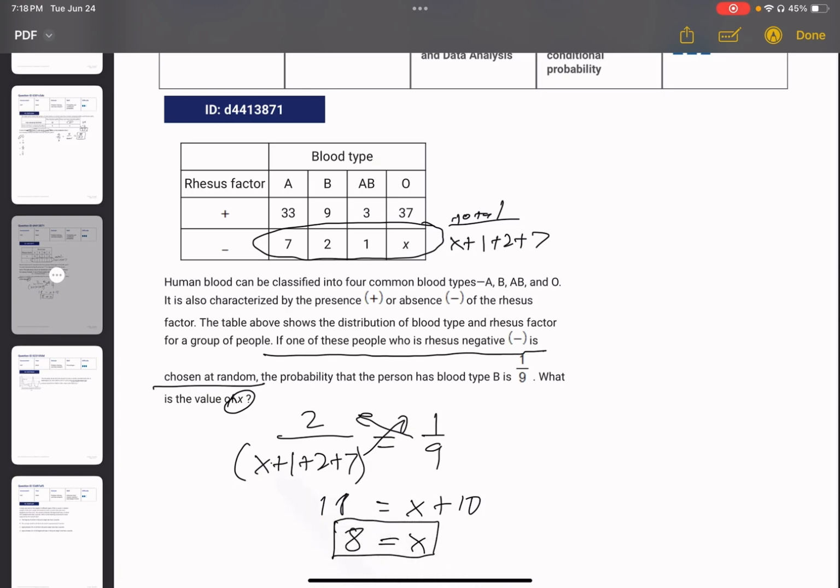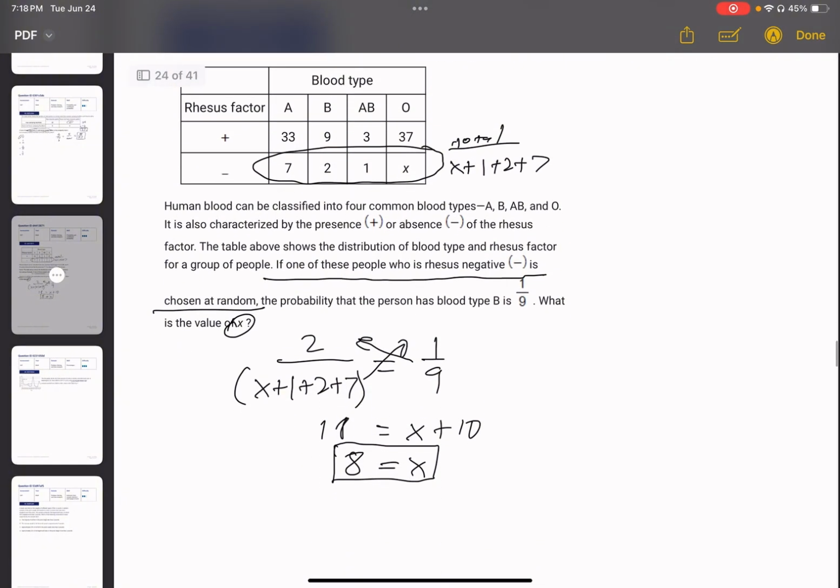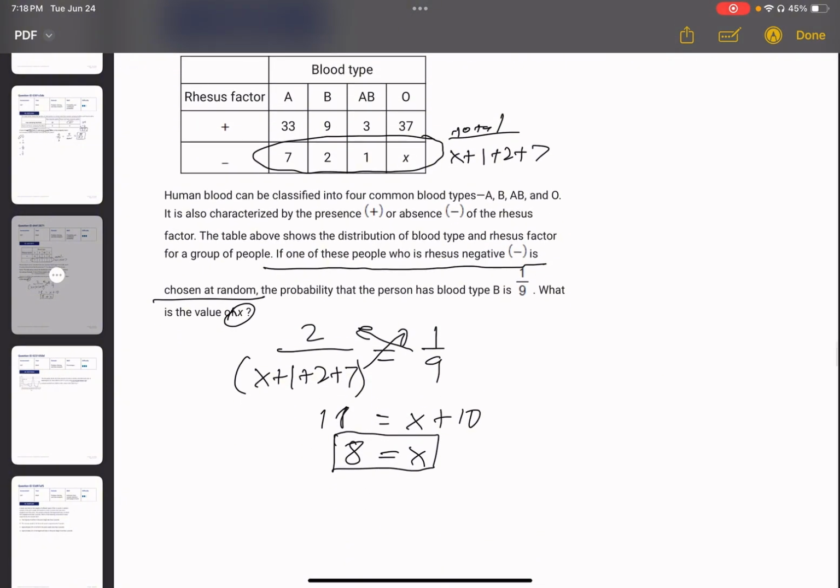If you got lost here, I just added this part before switching it over. So yeah, that's your answer for this question.